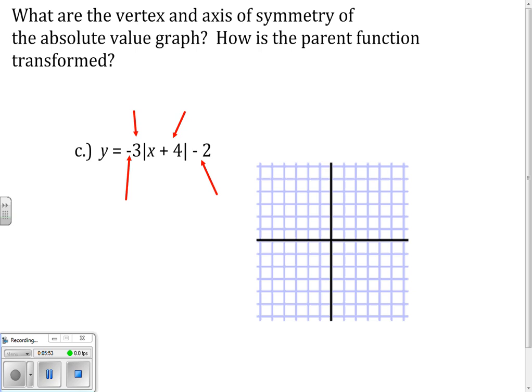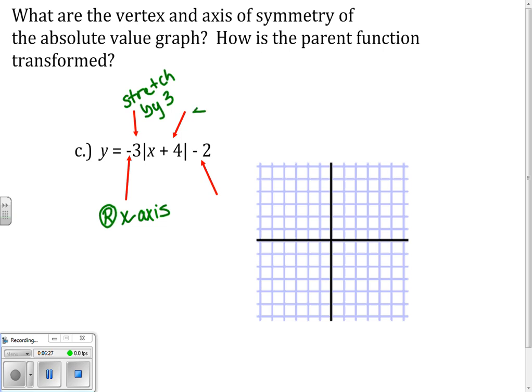Letter C. First thing I notice is a negative out front. That's a reflection in the x-axis. I see a 3, which is a stretch by 3. I do want to take a 5-second timeout to remind you of two things. First, stretches and compressions can never be negative. So if you see a negative in front of a stretch or a compression, that's actually, in addition to the stretch or compression, a reflection. Also, when you list a stretch or compression, you must give its factor. In this case, the factor of this stretch is 3.